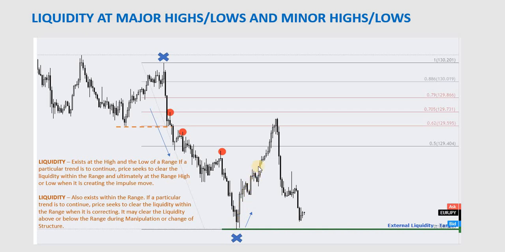Okay, you can see this is a corrective move because this is a downtrend. Any move up is correction. It's a corrective move. You can see that the internal liquidity is being cleared, except for this case where we couldn't clear the liquidity and price reversed from there.